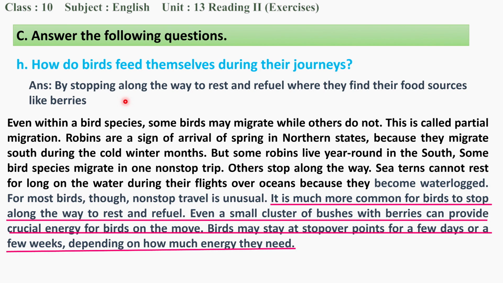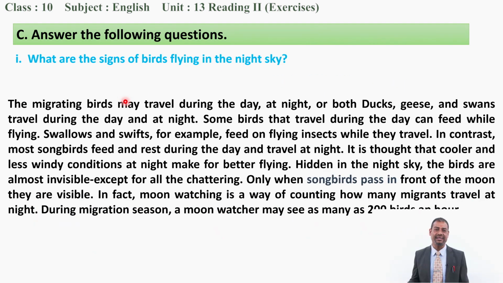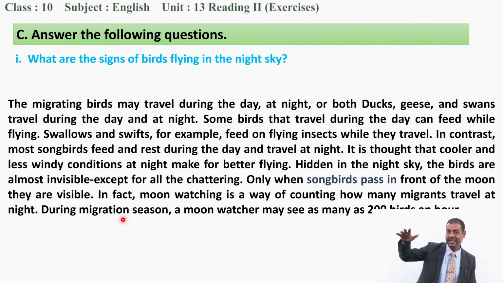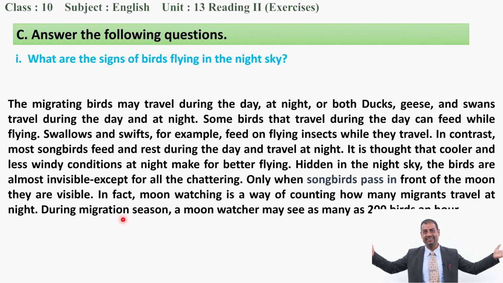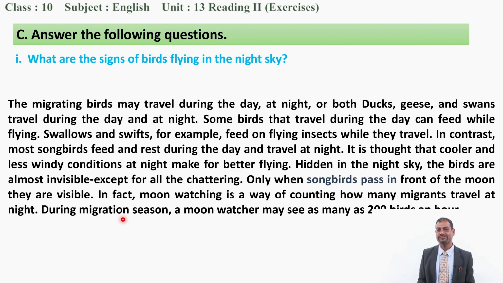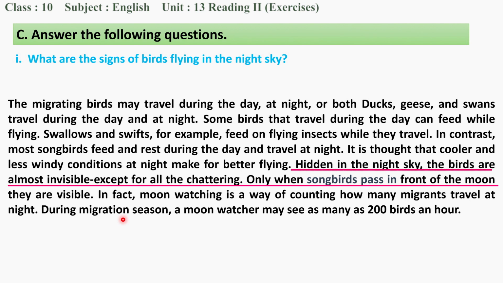Good. Now, next one is I. What are the signs of birds flying in the night sky? See, what are the signs? So that we know the birds are flying even in the dark, even in the night. I think you can find it very easily because you have got the idea to locate the answer. So have you located the answer? Have you got it? Okay, let me show you. Do you find your answer in these lines?